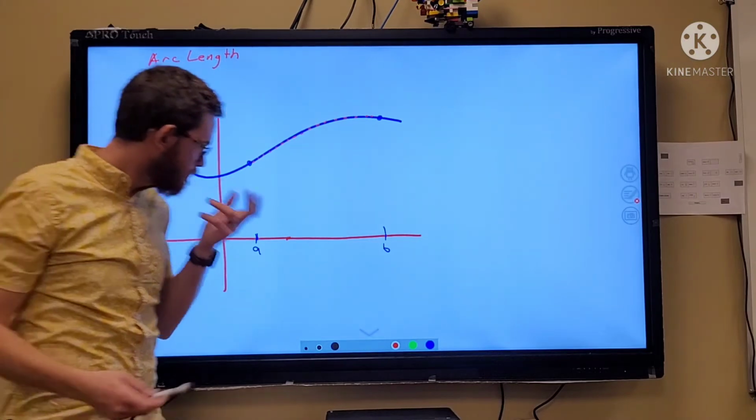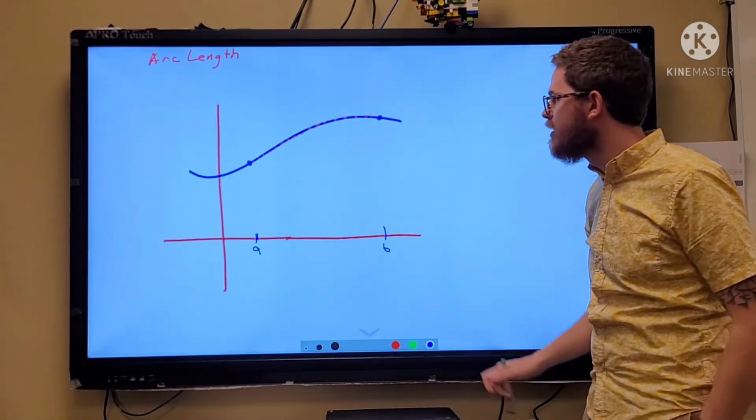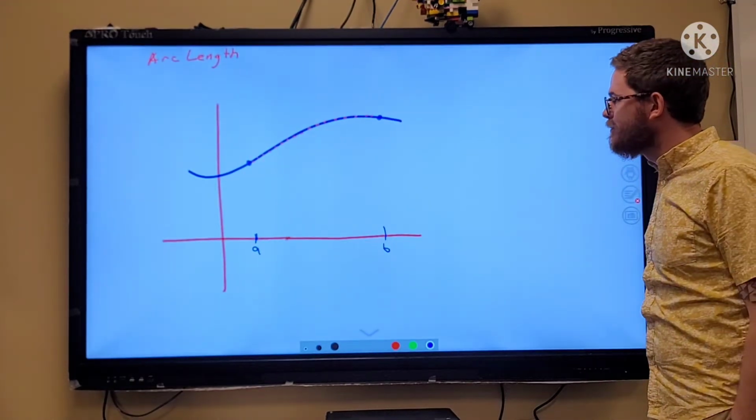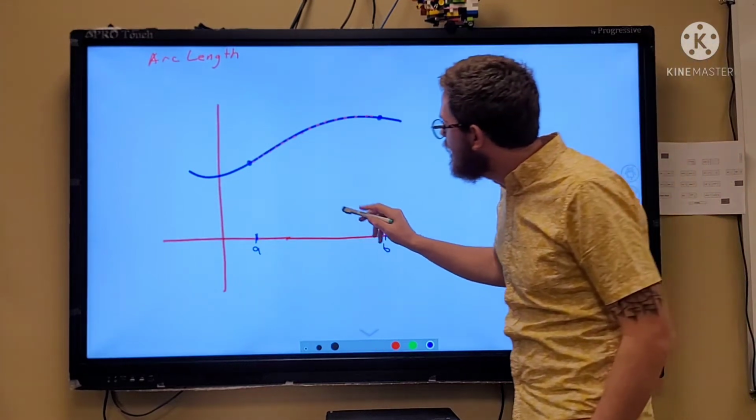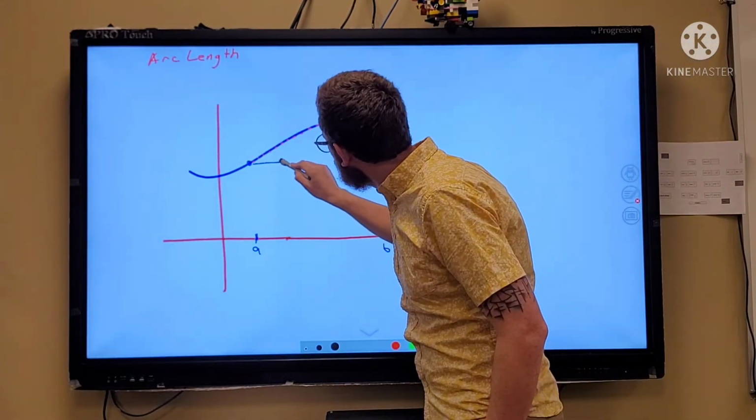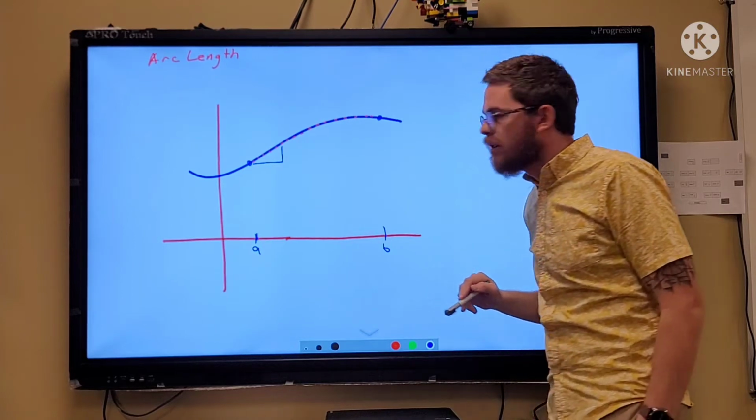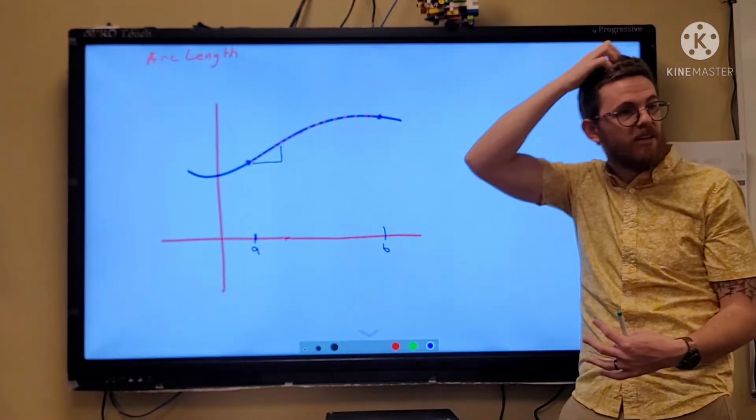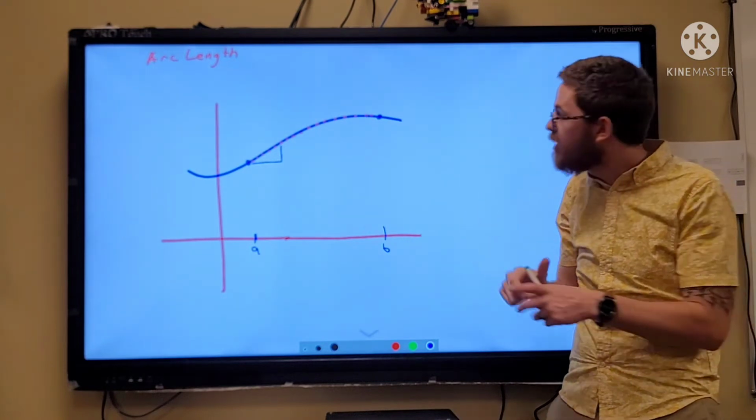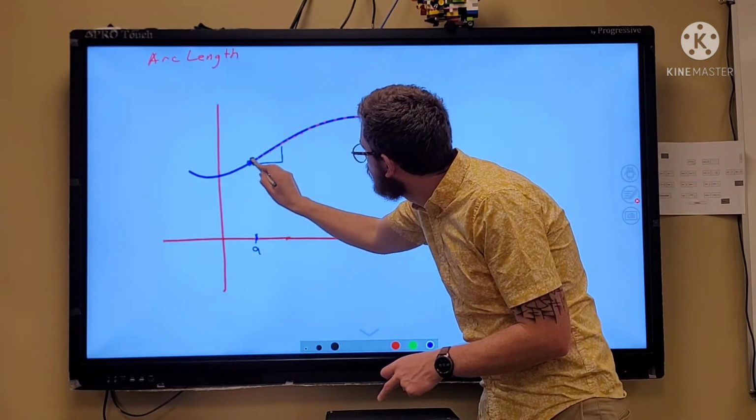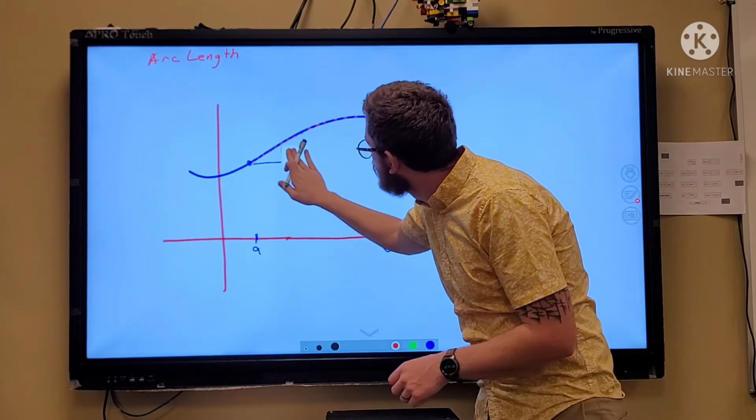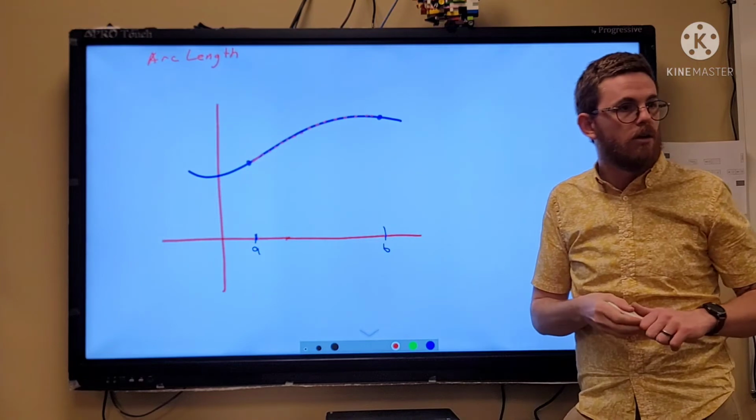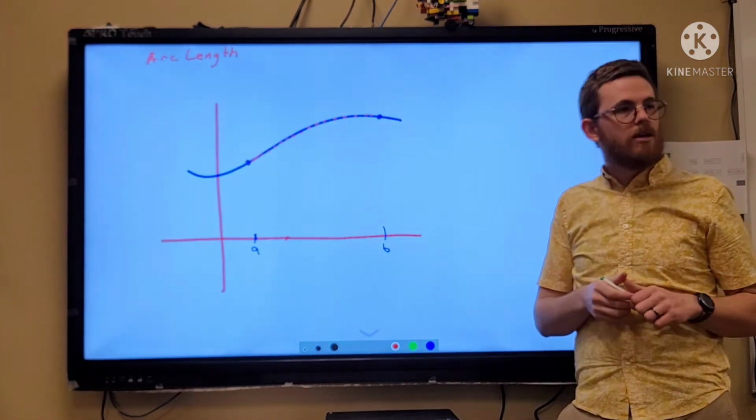All right, so let's try to figure out a formula for this. At any moment, I've expanded this moment so we can see it, right? But say we're looking at just one little piece. Maybe I'll try to describe what I'm trying to do. This is supposed to be a right triangle.